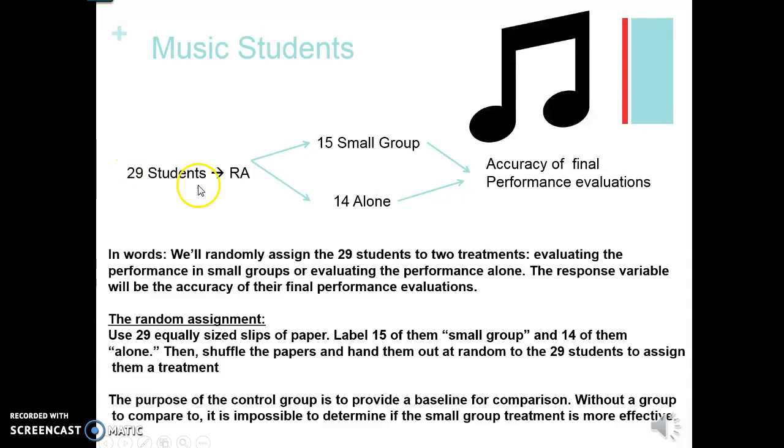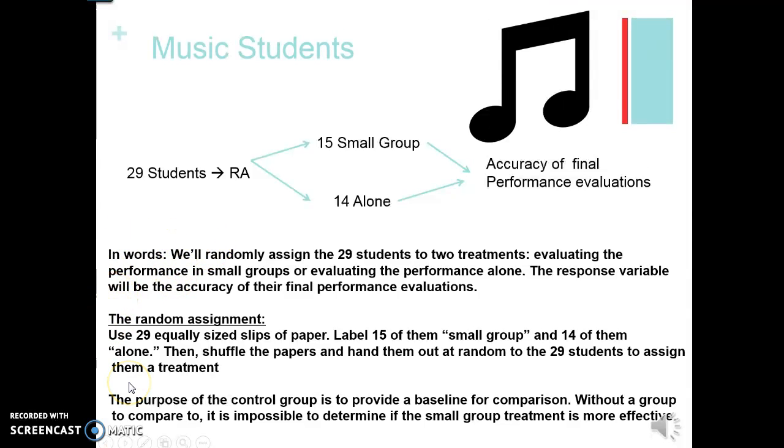Okay, so the question is, did you include 29 students? Did you include the fact that you were randomly assigning them to the small group or alone? Now notice these 2 groups aren't exactly the same, but they're very similar in size, okay? So your goal is to get them very similar in size. Obviously that can't always be true if you have an odd number of participants or subjects. And then finally, what are you comparing? The accuracy of final performance evaluations. If you feel like writing it out in words, that's totally fine.